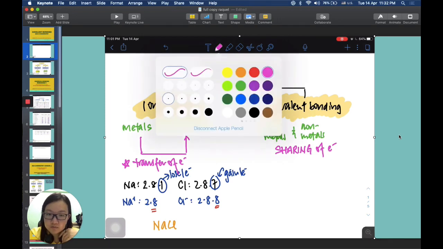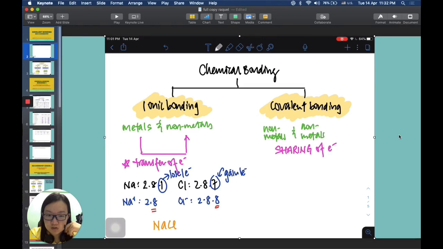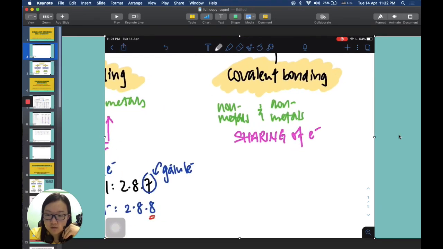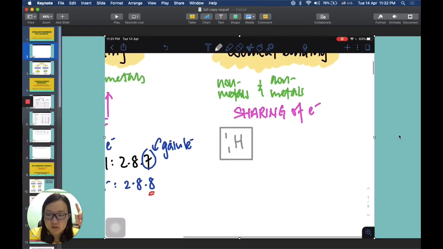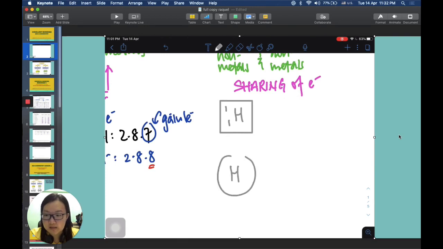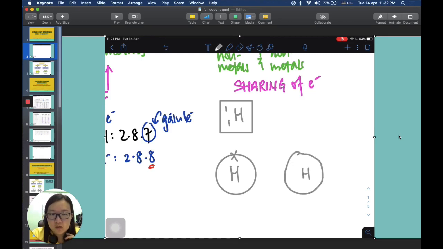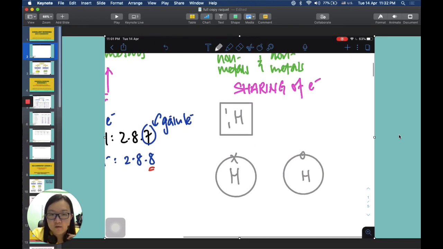Let me change the color. If you look at the periodic table, let's say hydrogen. Hydrogen is very special in the sense that it is sitting right smack in the middle of the periodic table. So some students might wonder whether hydrogen is a metal or not. You just need to use your common sense. Hydrogen is a gas that's present in air, so surely it cannot be a metal. Hydrogen is a non-metal. And as we know from our previous chapters, hydrogen exists as H2 at room temperature and pressure.